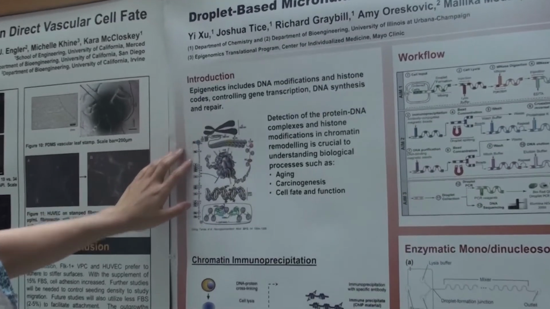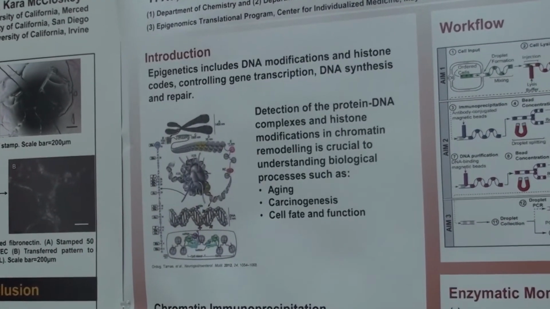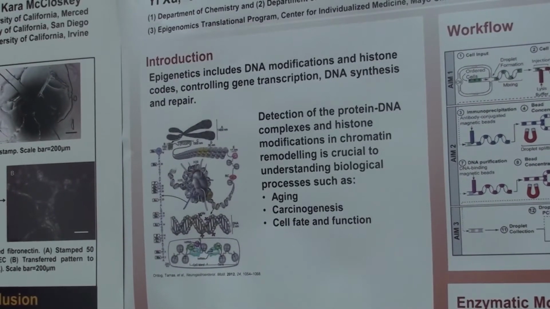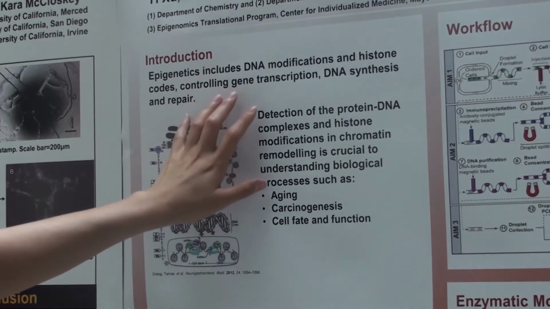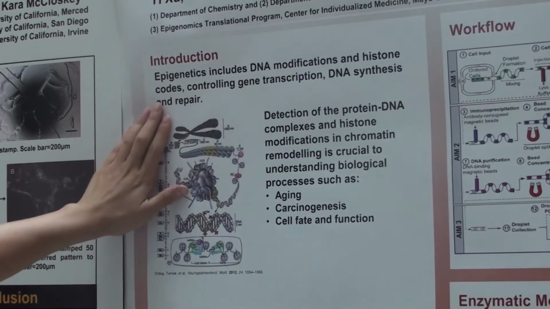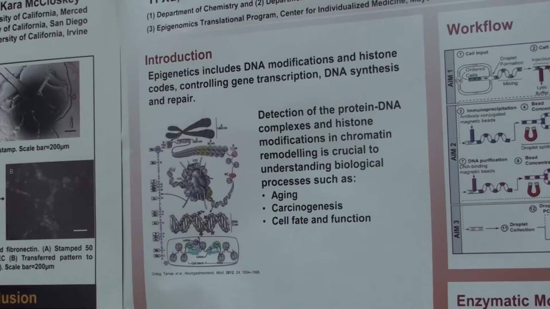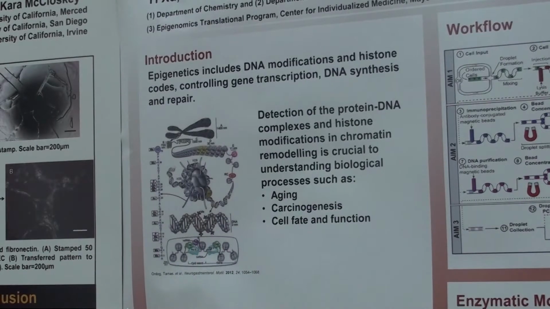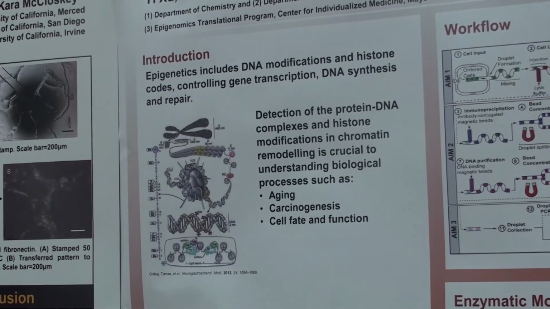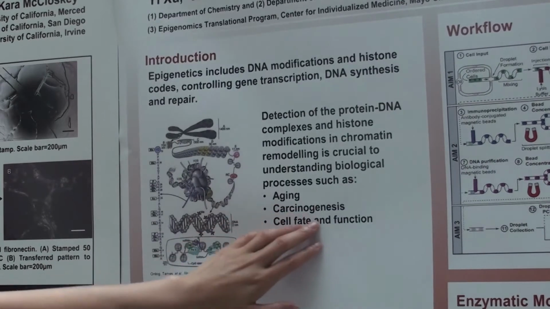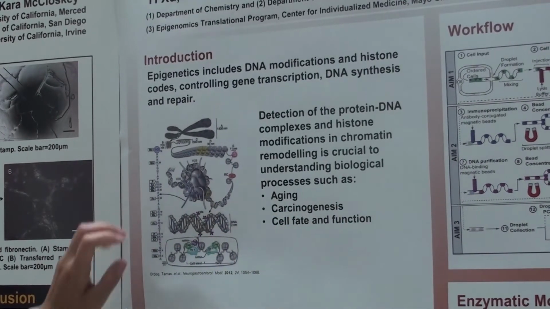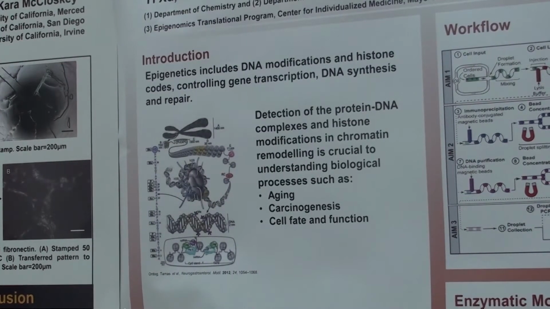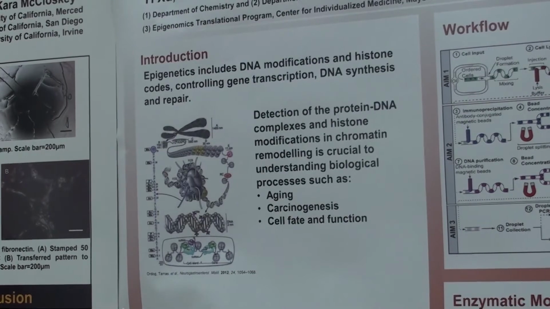Epigenetics is the reason why, even if your siblings share the exact same genome as you, you will still have different phenotypes. It includes the DNA modifications and histone codes. It controls your gene transcription and DNA synthesis and even repair. It has something to do with both beneficial and bad cellular processes, including aging, carcinogenesis, and cell-fate function. So this is really important. If you can find some information behind the epigenetics, it will definitely be helpful with either clinical applications or just knowledge.